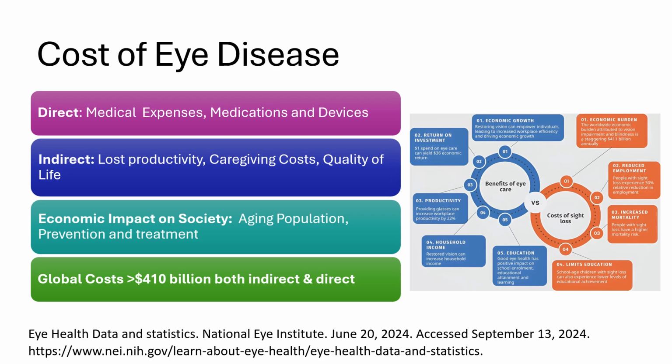Indirect costs would be something like lost productivity. Vision impairment or blindness can result in decreased workforce participation, so not going to work, and has even led to some people having to retire early. Many individuals may also require caregiving due to their vision impairment and need assistance with their daily tasks. This leads to an increased cost, not only for caregiving, but also whether a family member or someone paid professionally is there to help.